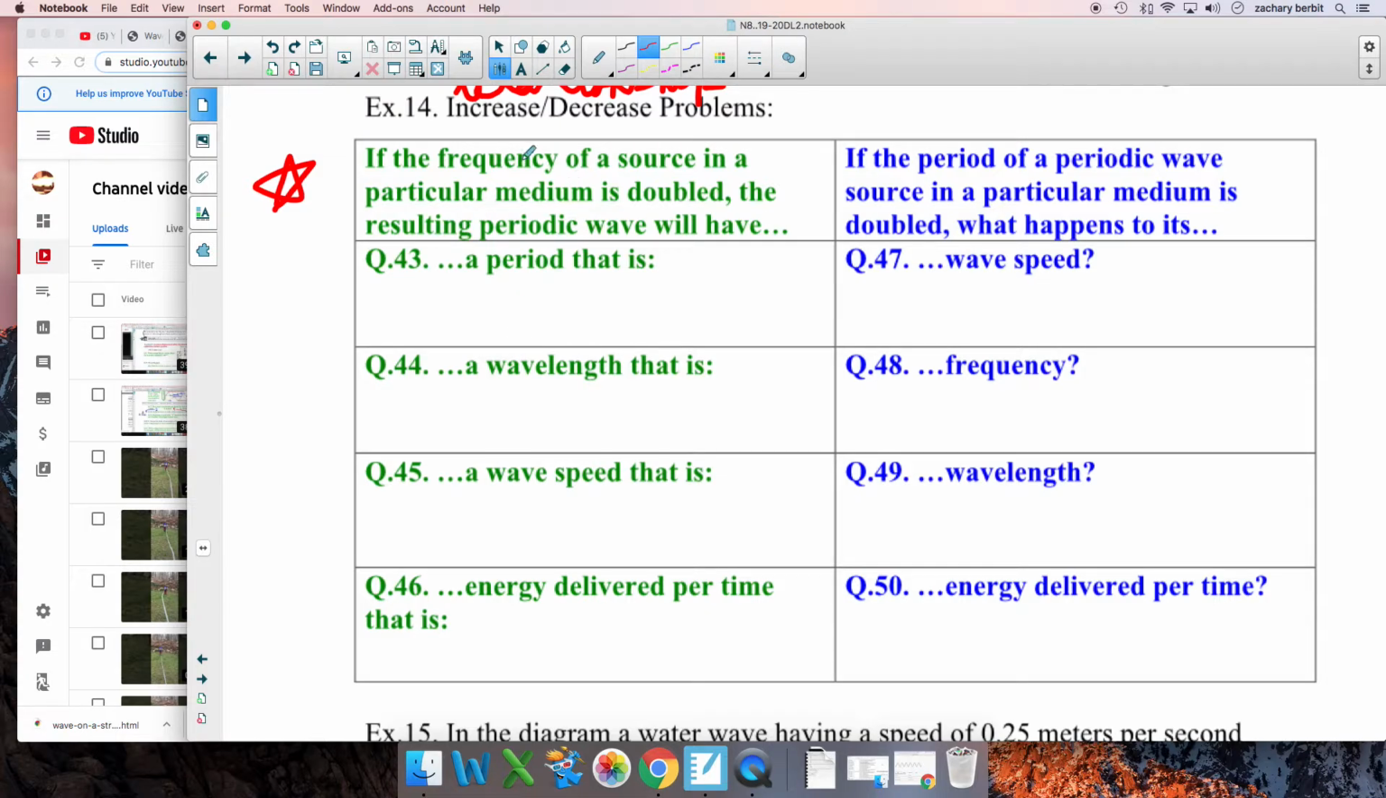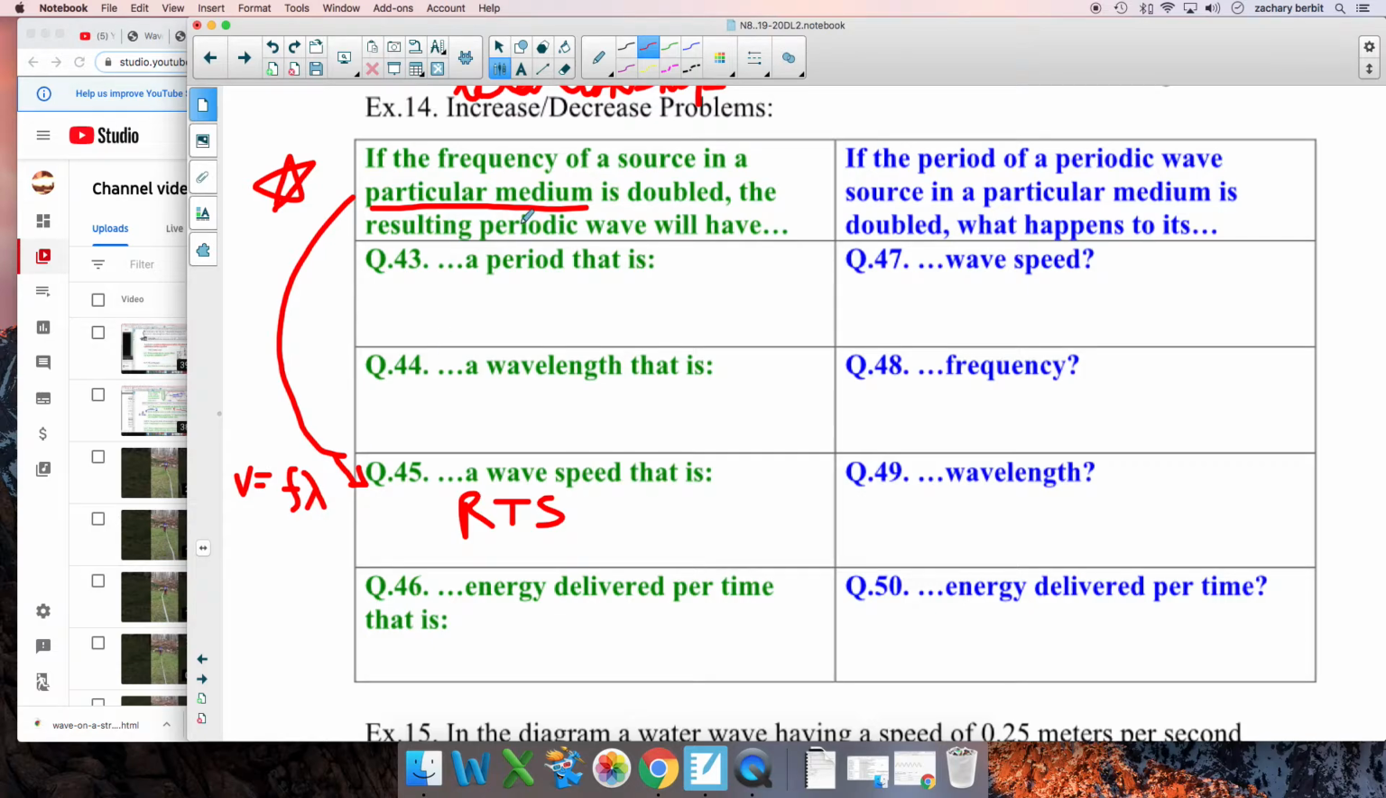Okay, if a frequency of a source is doubled in a particular medium, when you read particular medium, you better jump straight to this. This is a big, big, big deal. When you read particular medium, that means the wave speed is constant, remains the same, because we're in the particular medium. Now, knowing that, all the rest is details, so to speak. We look at this equation, and this tells us everything.